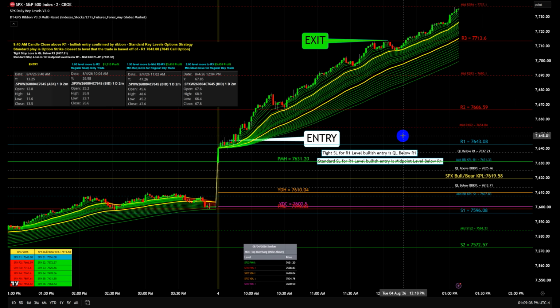Now in today's session, we're going to take a look at two different option strikes. One is our standard key levels option strategy. The standard play is the option strike closest to the level that the trade is based off of. In our standard key levels option strategy, there are three different strikes that you could choose from.